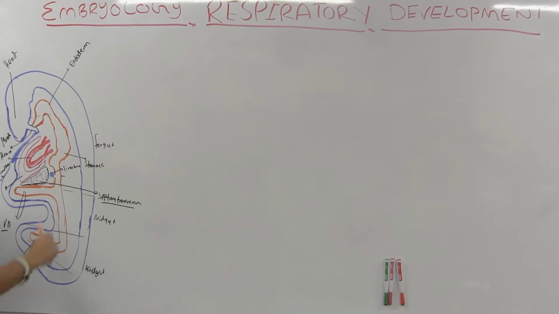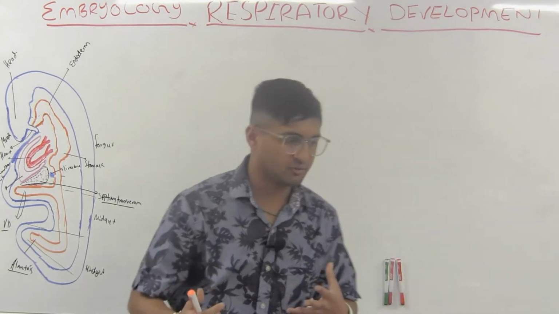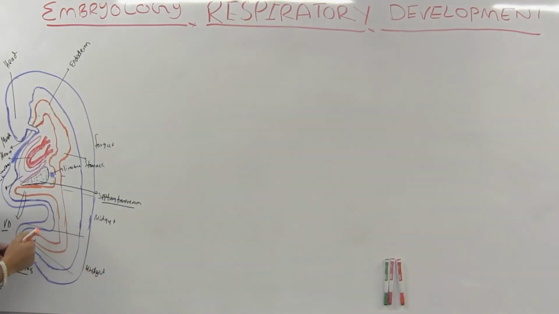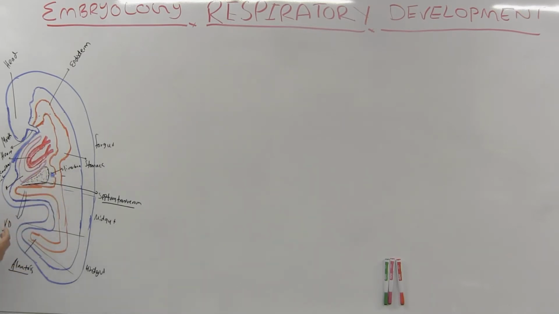Respiratory development takes place around the 4th week. In the endoderm, the development of your lungs, alveoli, trachea, and their epithelial linings is given rise by the endoderm. Your cartilage, muscles, and connective tissue come from the visceral mesoderm, and we'll talk about that too.